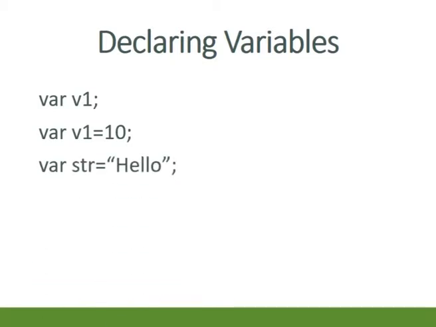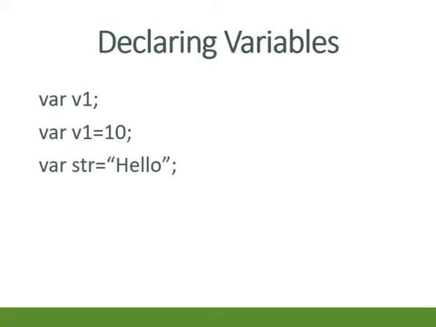Any variable that we use in our program must be declared. A variable is declared with a reserved word var, as you can see on this slide. So we have declared variable v1, and a variable can also be given some initial value when you declare it. As you can see on the second line, var v1 equal 10. We have another variable str and its initial value is hello.